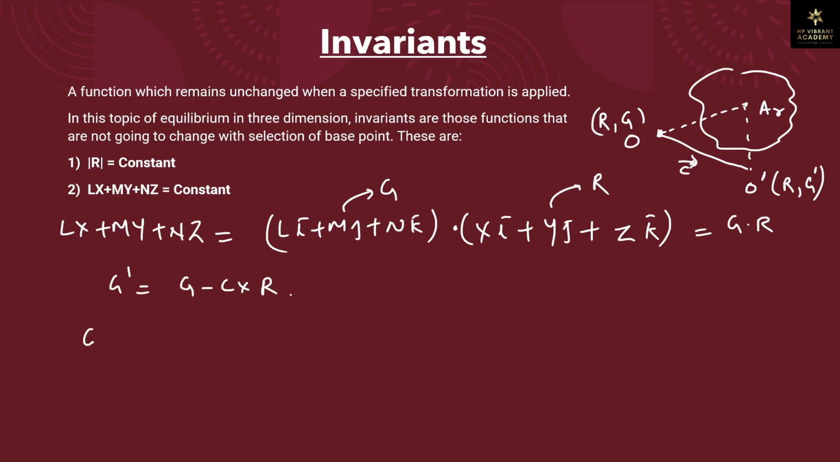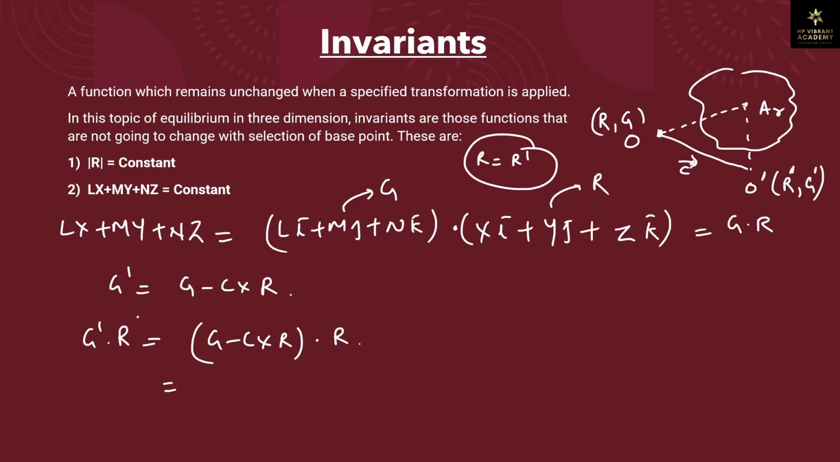Now let us calculate G dash dot R. This is equal to G minus C cross R, dot R. Let us take this R as R dash, and let us equate R is equal to R dash. Both are the same. There is no change in the resultant. We have only represented this R as R dash for the sake of simplification.